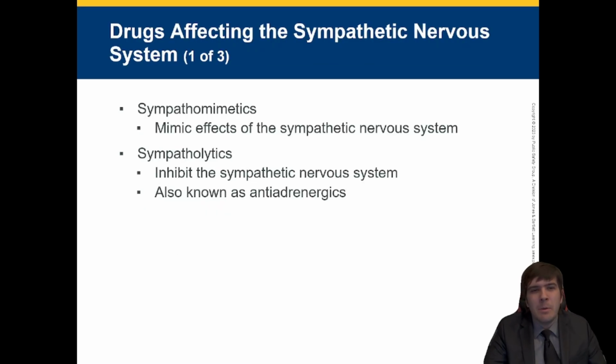Drugs affecting the sympathetic nervous system. We have sympathomimetics. These mimic the effect of the sympathetic nervous system. So can we think of any drugs off the top of our head that would mimic the effects of the sympathetic nervous system? Fight or flight. Adrenaline, amphetamines, dopamine. Those are all sympathomimetics. Sympatholytics inhibit the sympathetic nervous system. These are also known as anti-adrenergics. So a few of those would be alpha blockers or beta blockers.